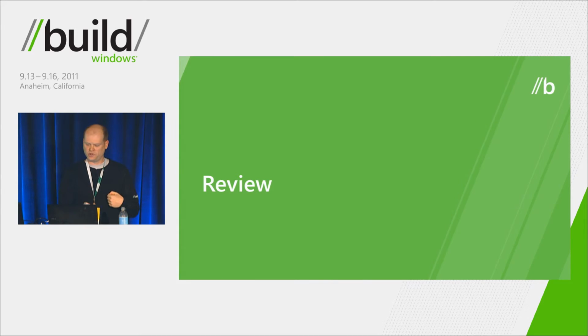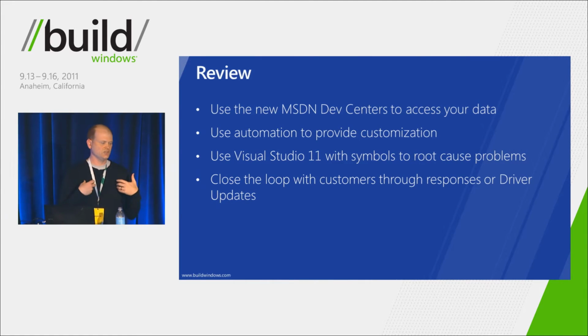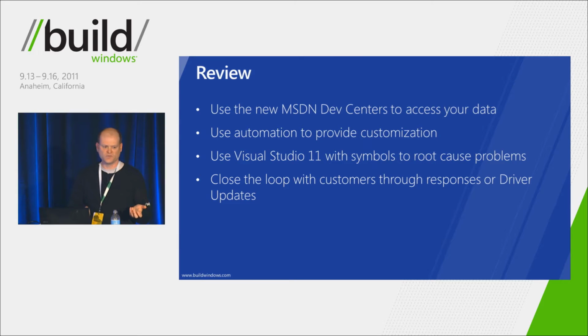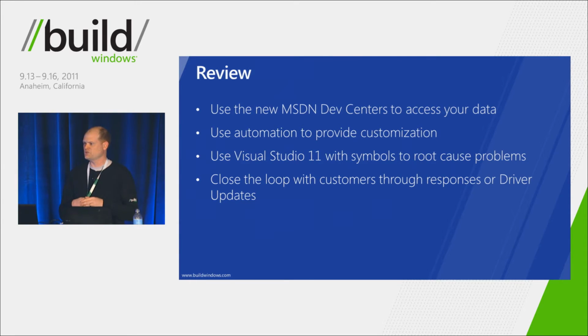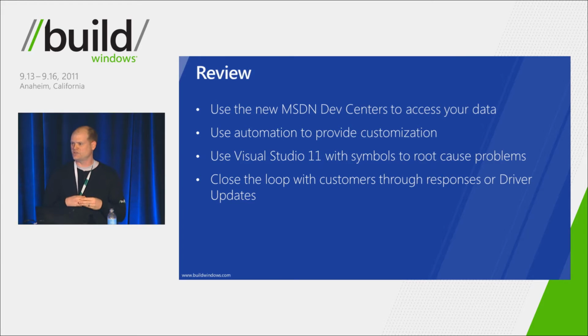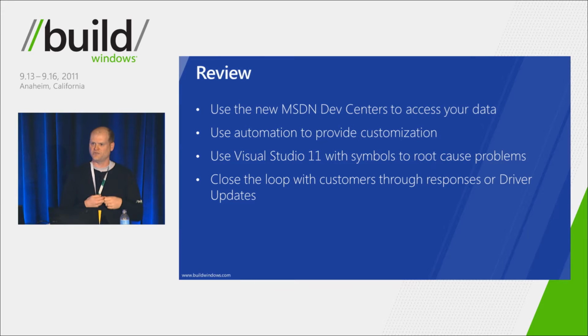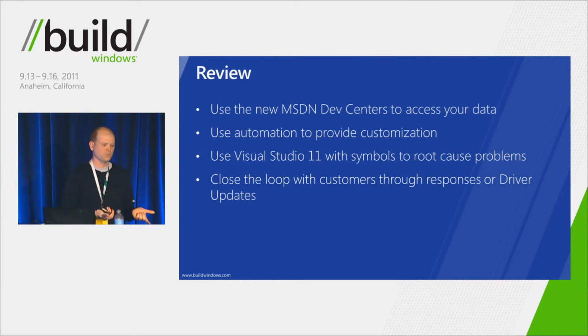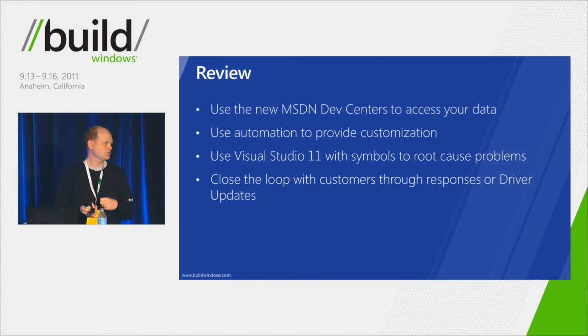Okay, so a review, and then we can certainly have time for more questions. Use the Microsoft Dev Centers to access your data. These will be coming soon. You saw a sneak peek for getting this information. Use automation to download information that you're working with. Automation allows you to bring this into your system and provide customization. Use Visual Studio with symbols, or better yet, provide us with symbols beforehand so you can get information through certification to help with root cause information. And then close the loop through updates, through responses, or through driver updates.